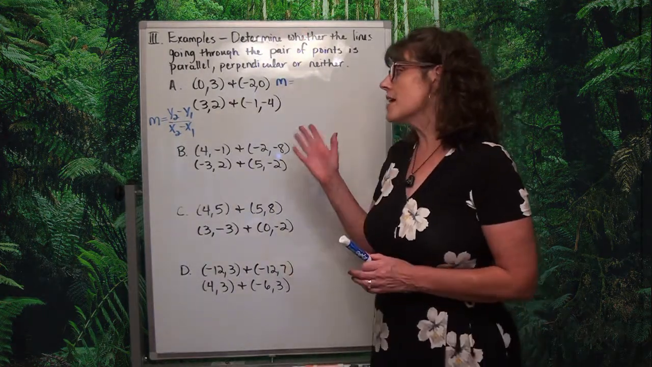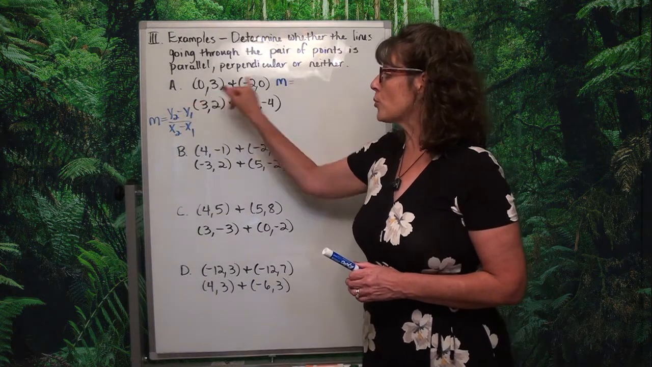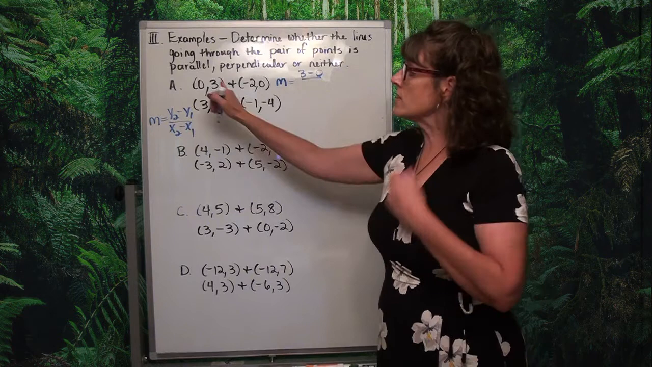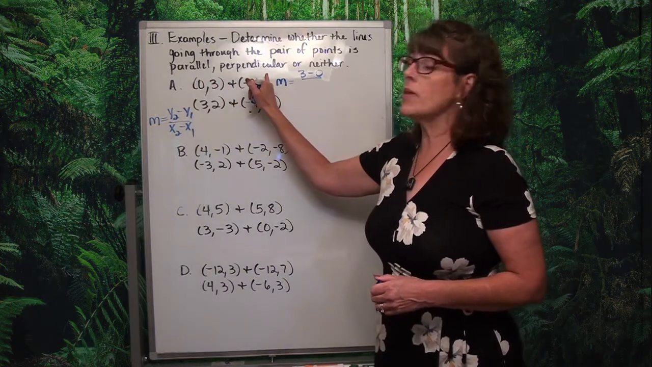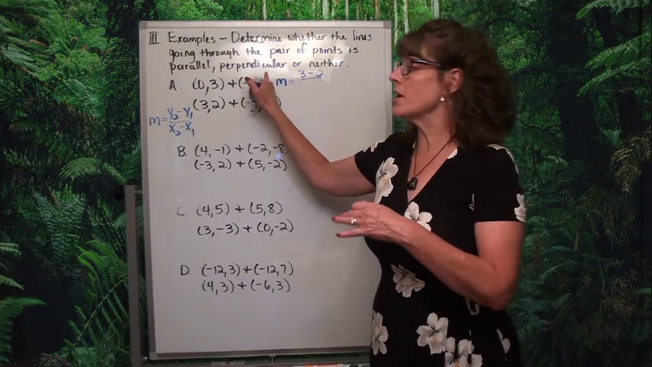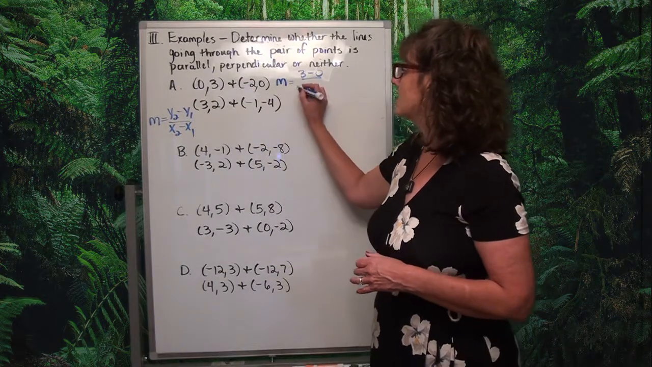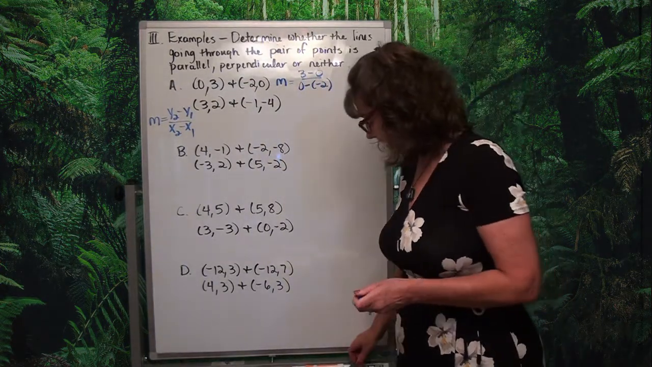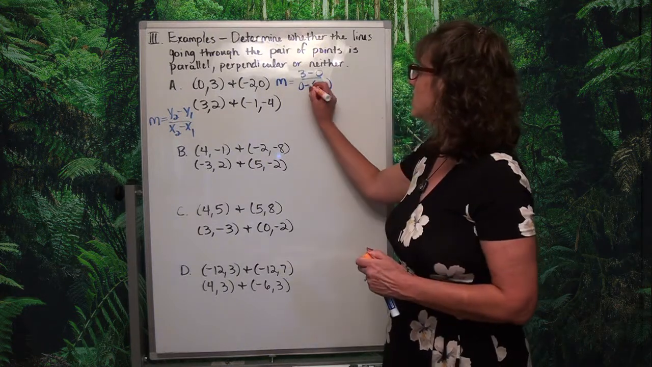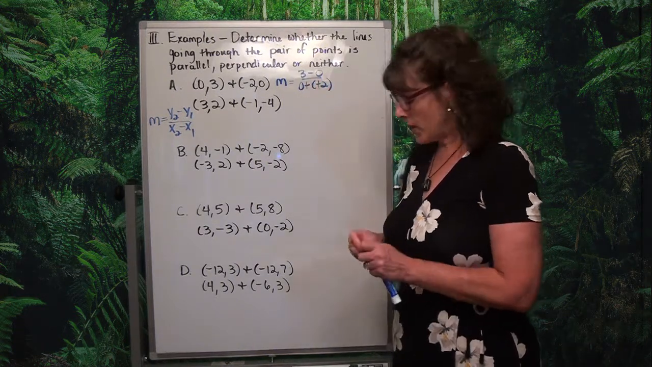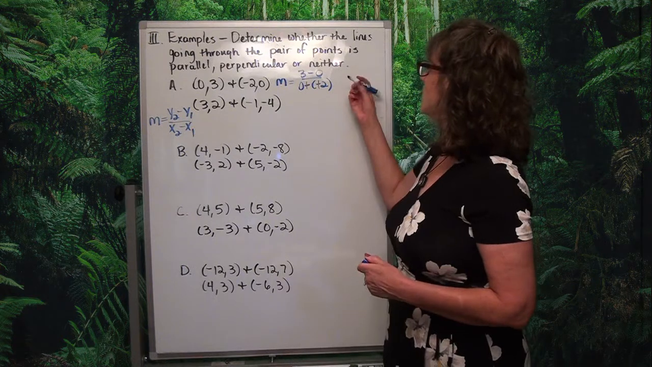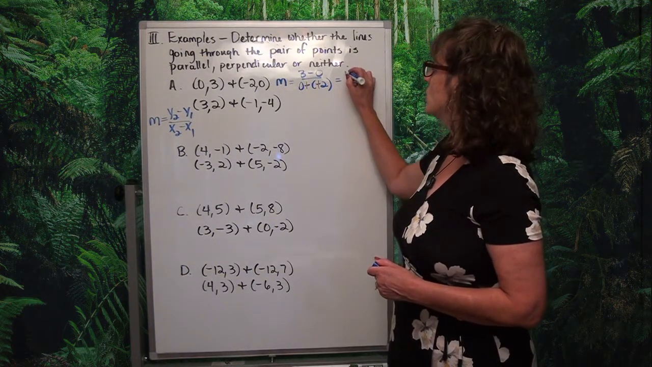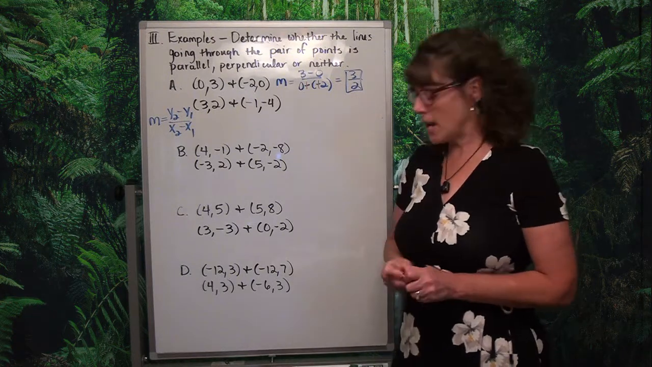Whatever order you designate for the y's, you have to go in the same order for the x's. So let's say that I choose for this one, I'm going to do 3 minus 0 for my y's. Well then, since I did first one minus second one, I have to do first one minus second one for the x's, so it'll have to be 0 minus a -2. Now you know that subtracting a negative is really adding a positive. So when I subtract on that numerator, 3 minus 0 is 3, and on that denominator, 0 plus 2 is 2. So I get a slope of 3/2.